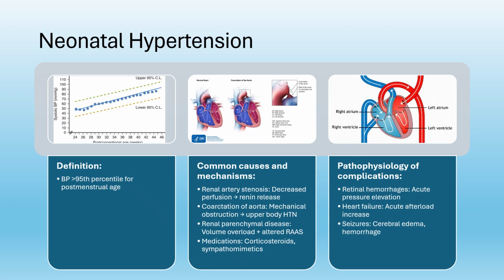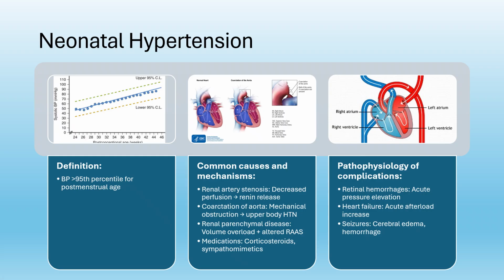The stenotic vessel reduces renal perfusion pressure, which the juxtaglomerular apparatus interprets as systemic hypotension. This triggers excessive renin release, activating angiotensin II production and aldosterone secretion. The resulting vasoconstriction and sodium retention produce severe resistant hypertension.